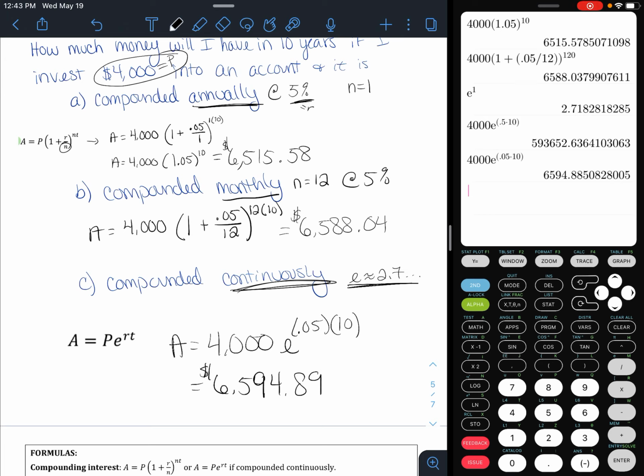$6,594.89. So you could see that the amount of money we make increases as the interest is compounded more often. All right.